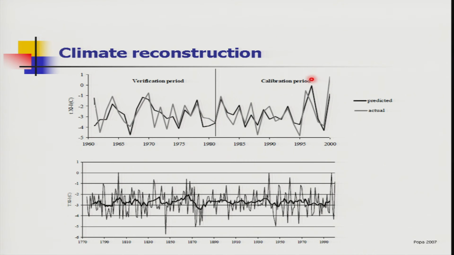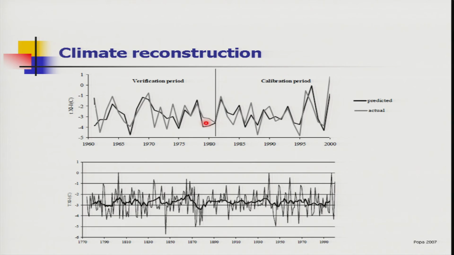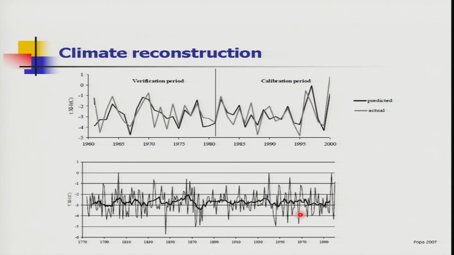So we apply our climate model, and we compare what the model predicts with what happened in reality. And as you can see, there are no big differences between the course of the winter temperature in reality and what the model predicts. So we can use our model to reconstruct the temperature in the past.